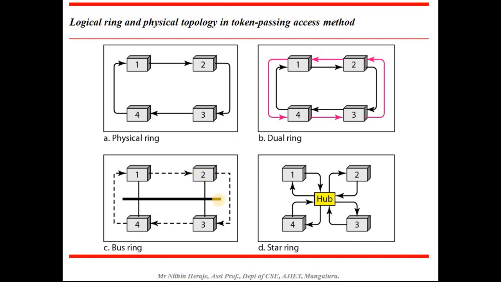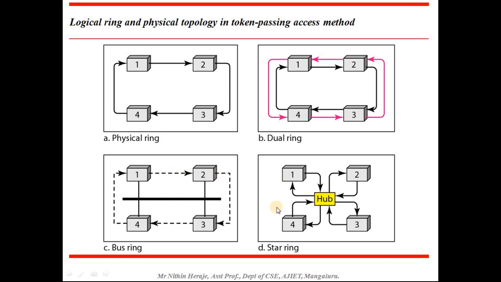On retrieving the acknowledgement, station 2 will again forward the token packet. So from 2 the packet will go to 3, from 3 the packet will go to 4, from 4 the packet will come back to 1. Okay, so this is how it works in bus ring topology.